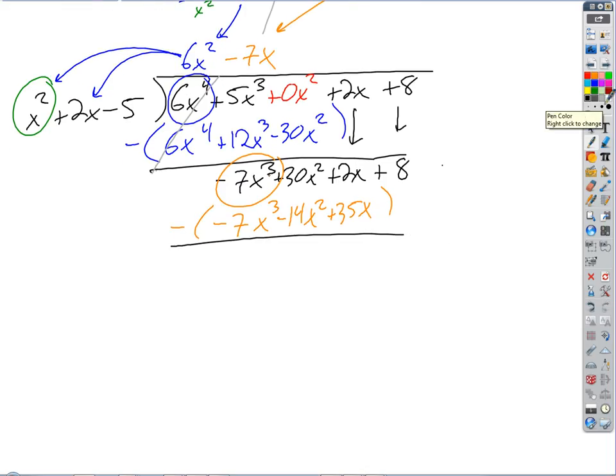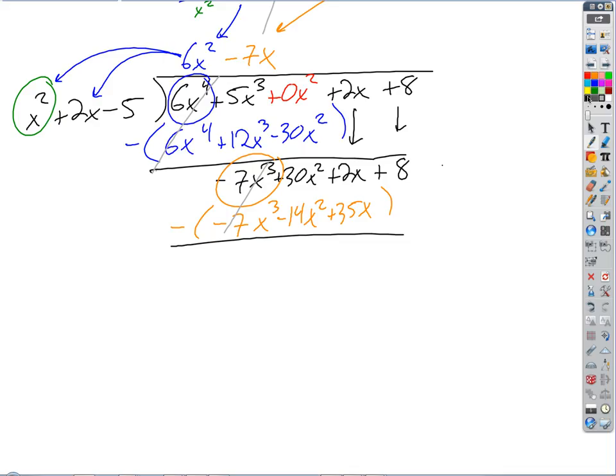So what's negative 7x cubed minus negative 7x cubed? Cancels, right? Good. So that's important. That cancels. That's good. 30x squared minus negative 14x squared. 44x squared, because I'm adding, right? Subtracting a negative means I'm adding. You gotta be real careful with those.